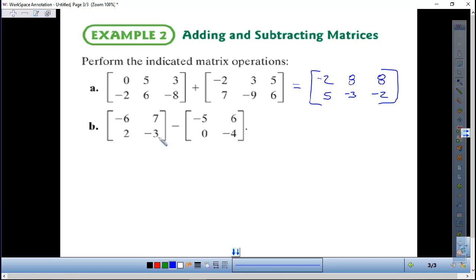Now, to find the difference, once again, I'm doing the same thing. I just have to remember that I am definitely subtracting all the elements in that second matrix. So 2 by 2, 2 by 2, my resulting matrix is going to be 2 by 2. If I have negative 6 minus a negative 5, that's the same thing as adding 5, so I'm going to get negative 1. 7 minus 6 gives me positive 1. 2 minus 0 gives me 2. And negative 3 minus a negative 4, that's the same thing as adding 4, so I'm going to end up with a positive 1. So negative 1, 1, 2, 1.